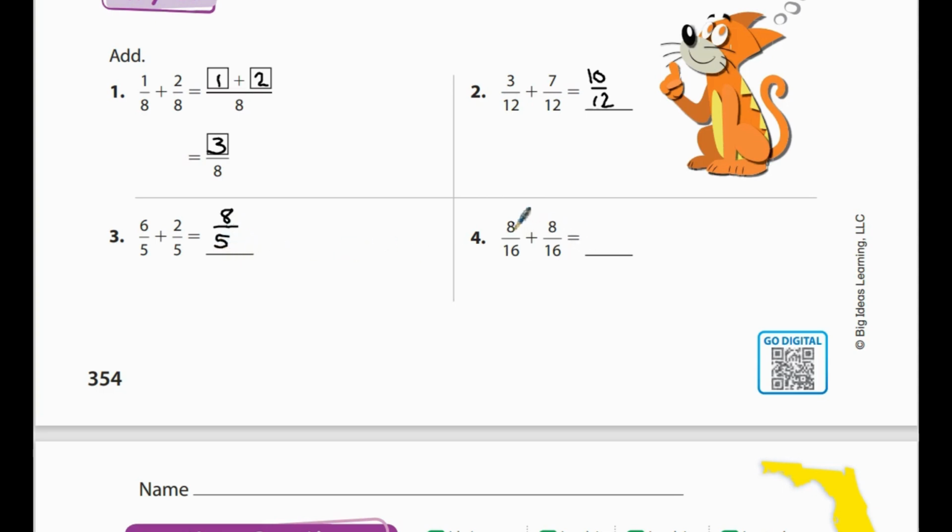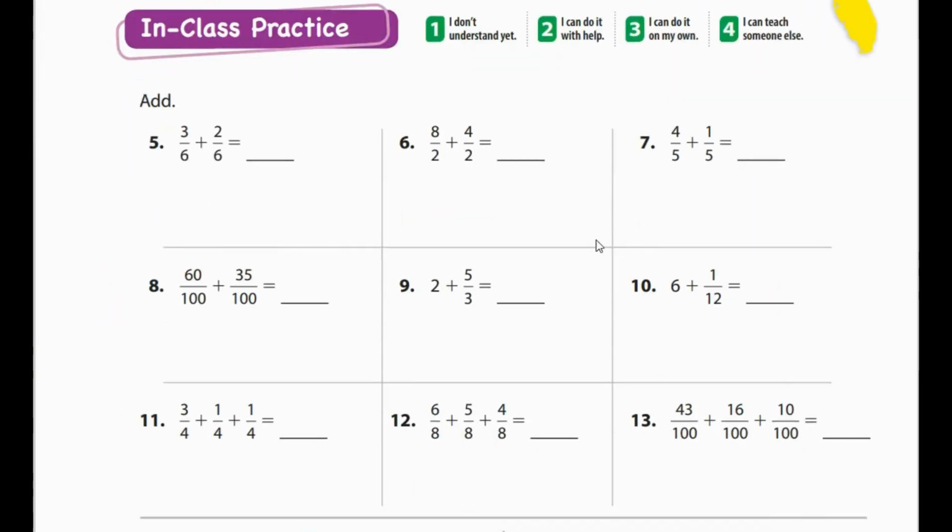For number 4, I'm going to add my 8 plus 8, which is equal to 16, over 16. But 16 over 16, I can write that as a 1 because it's equal to 1 whole. Okay, and let's take a look at the in-class practice.